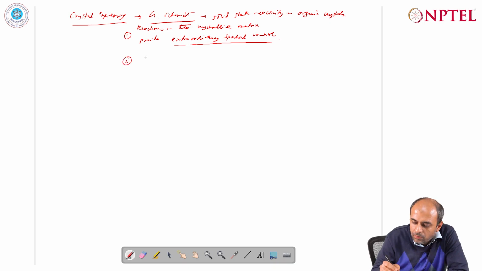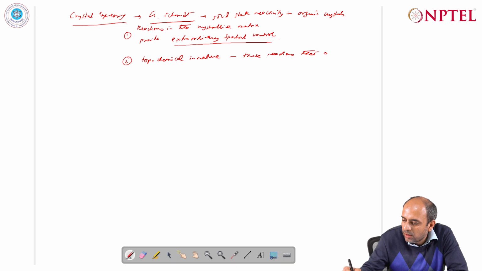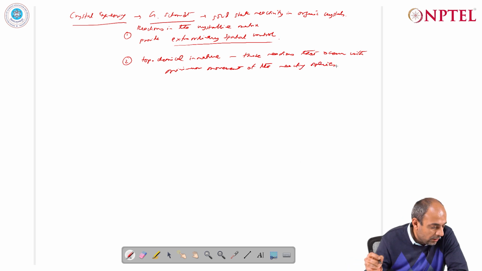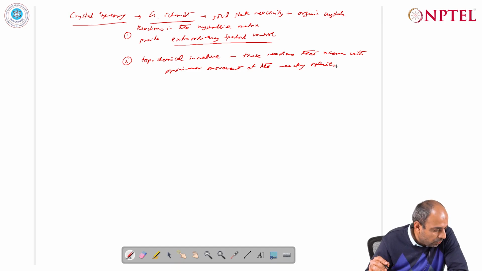So in this regard, they provide extraordinary spatial control. And number two, these are topochemical in nature, that is, those reactions that occur with minimum movement of the reacting species. So there is minimum movement at the atomic or the molecular level when you have a topochemical reaction.